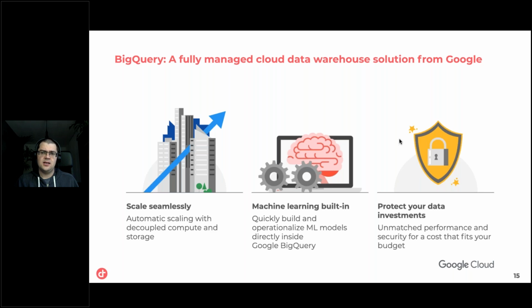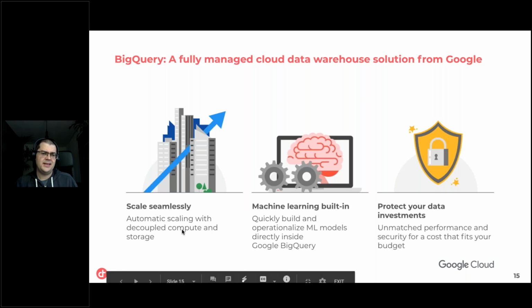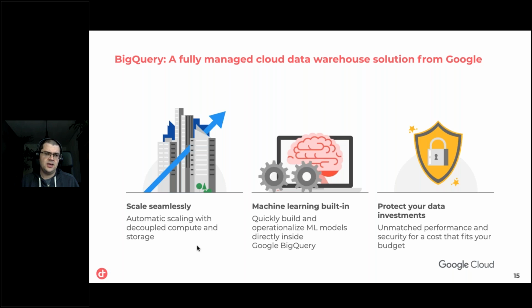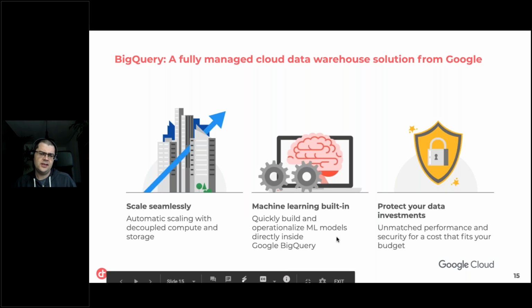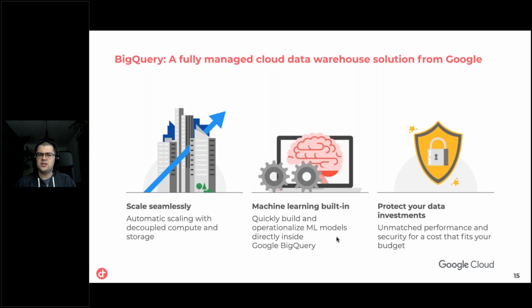Some of its key points or features that stand out from others. One is that it scales seamlessly. It automatically scales without you needing to do anything. It does that by decoupling compute and storage and scaling both of them independently. That also helps with keeping pricing and costs under control and scaling just where it's needed. Another standout feature is the machine learning that's built in. You can quite quickly build and operationalize machine learning models directly in BigQuery.